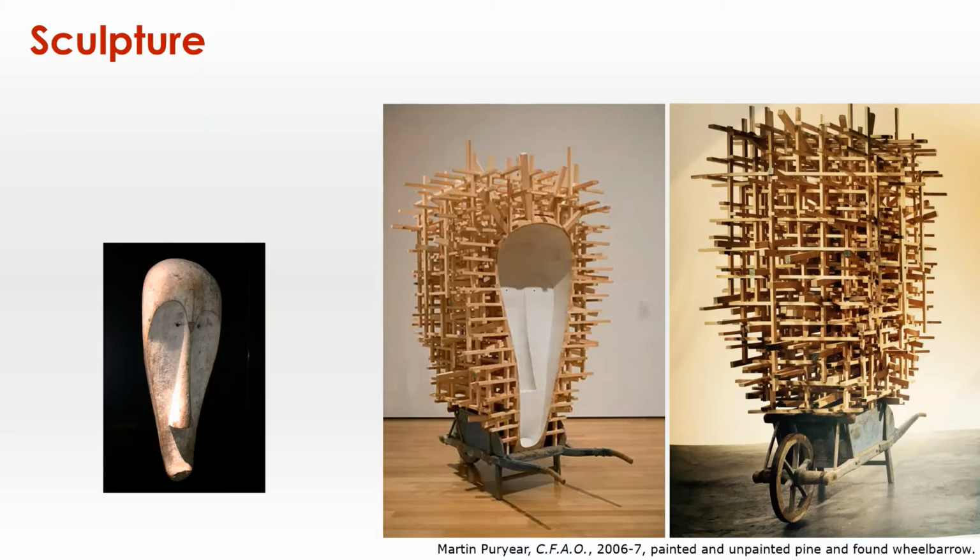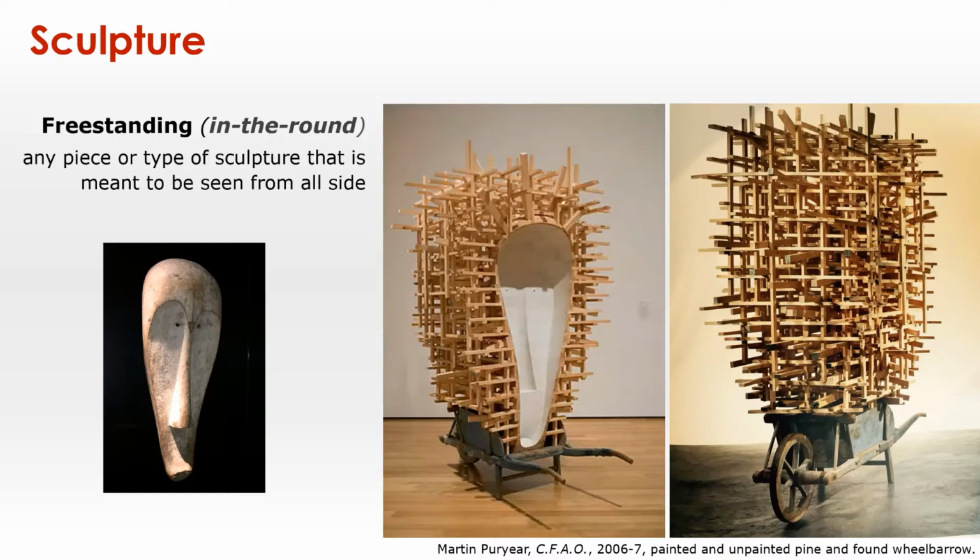In order to see and grasp a work of art like this, we must walk around it and examine it from various angles. Sculpture that is meant to be seen from all sides is called in the round or freestanding. As we move around it, our experience of a sculpture is the sum of its various aspects.